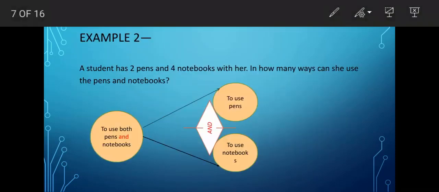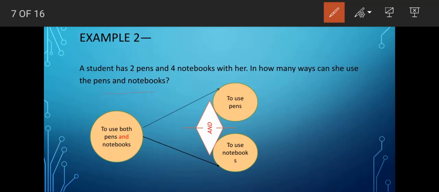Then, let's take another example. A student has 2 pens and 4 notebooks with her. In how many ways can she use the pens and the notebooks? That means both are dependent on each other. Neither can we use a pen alone nor a notebook. Therefore, both have to be used together as mentioned in the question.